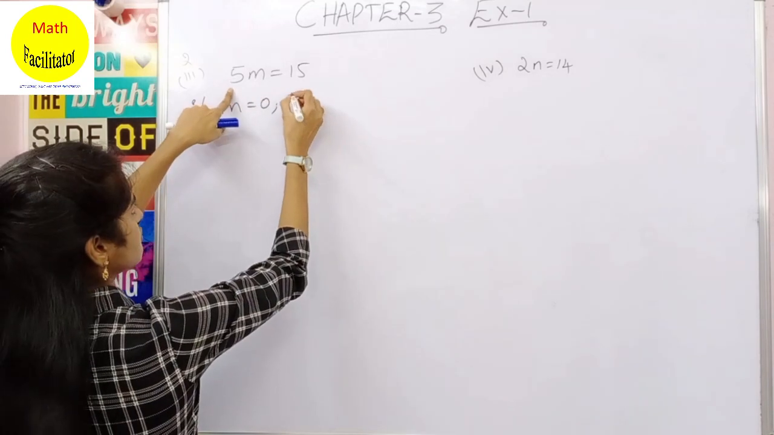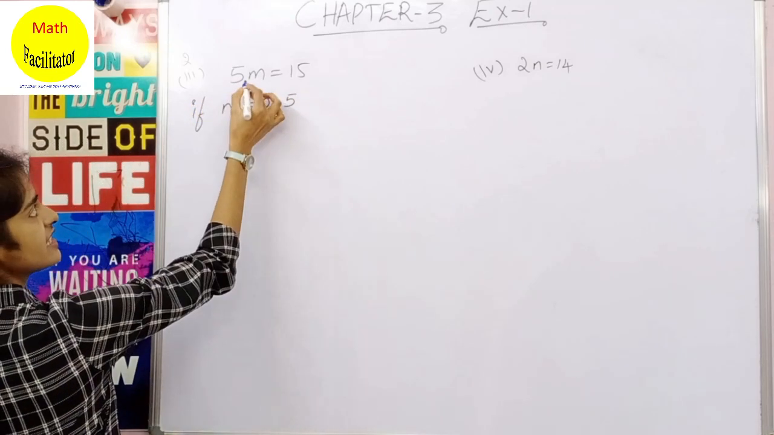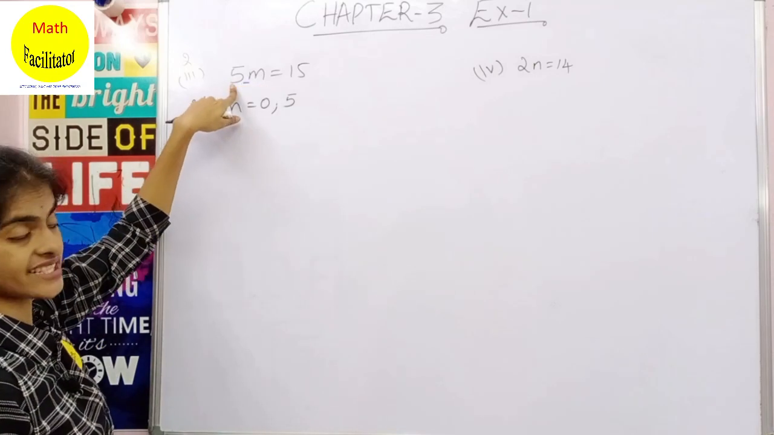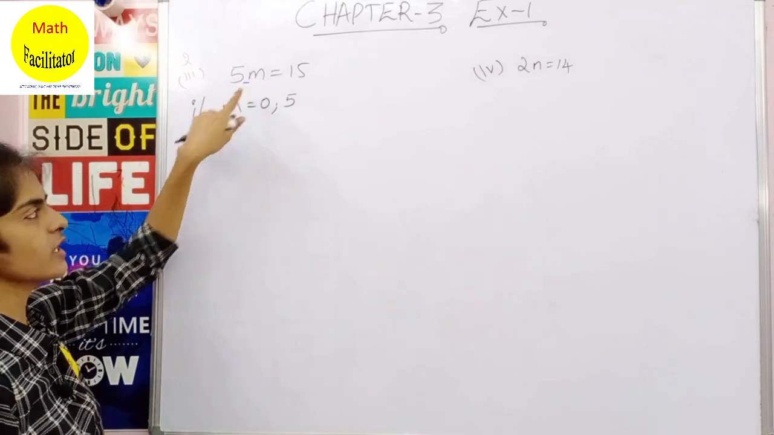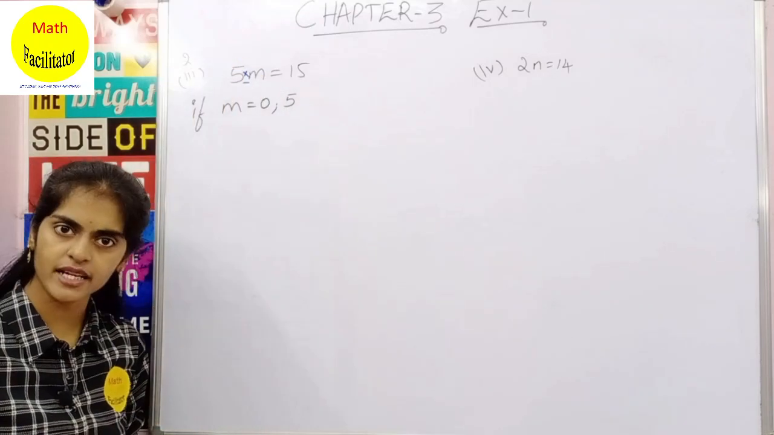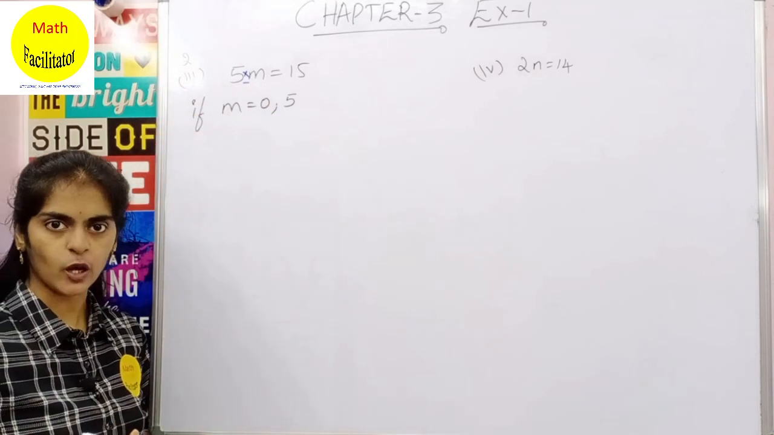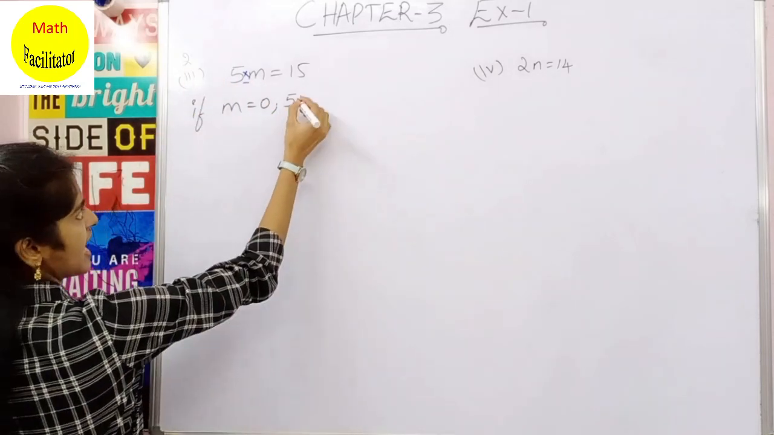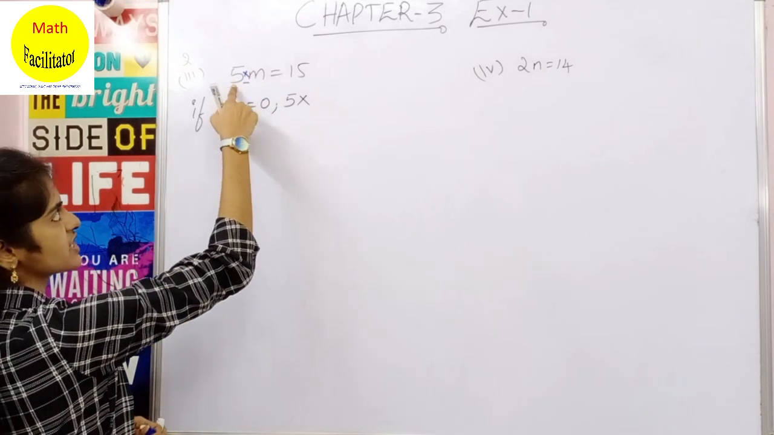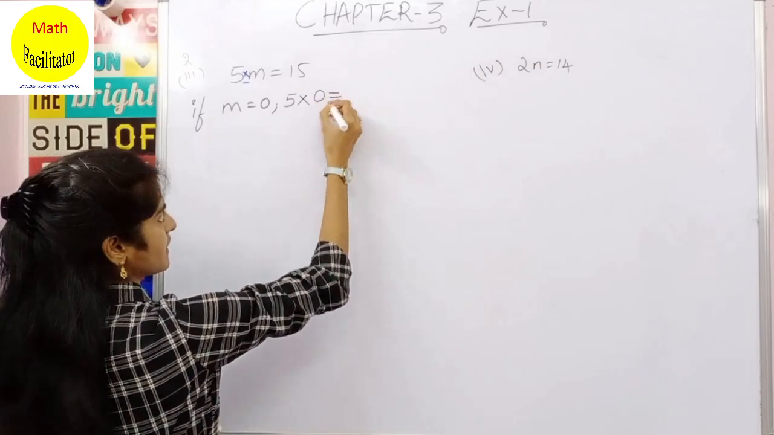So it is 5m. Now what does this mean? You have nothing between these two. You have a number and a variable, a constant and a variable. When you have this, it means that there is a multiplication sign in between. It is nothing but 5 times m. So this is 5 into, now what is the value of m you have taken? 0. So it is 5 multiplied by 0.